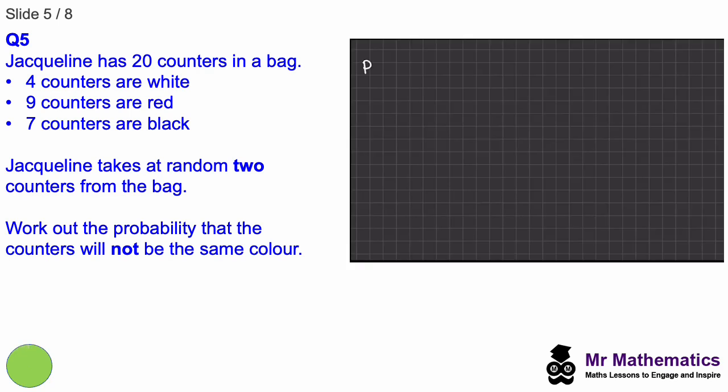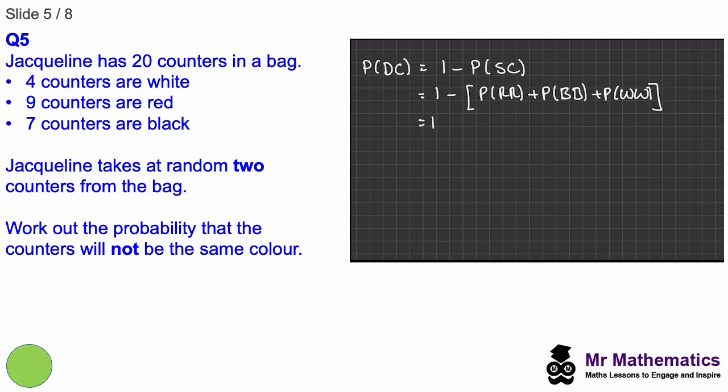So the probability of two different colours will equal 1 minus the probability of choosing the same colour, because it is certain it will either be the same colours or different colours. So in this case, we've got 1 minus the probability of red and red, or the probability of blue and blue, or the probability of white and white. This will be 1 minus for red and red.